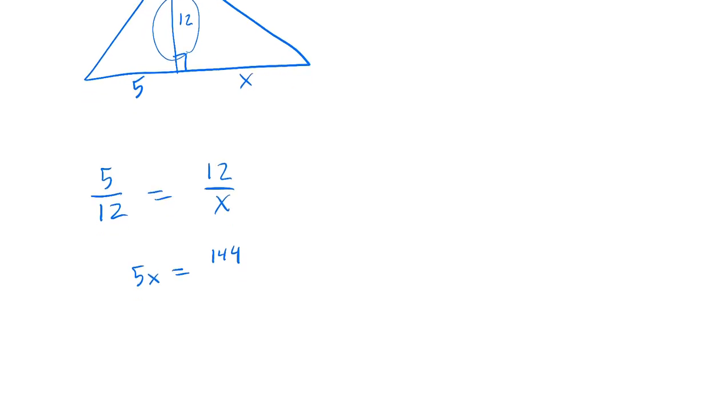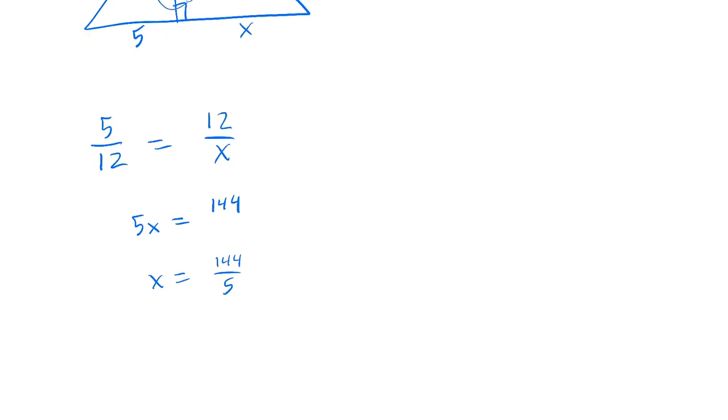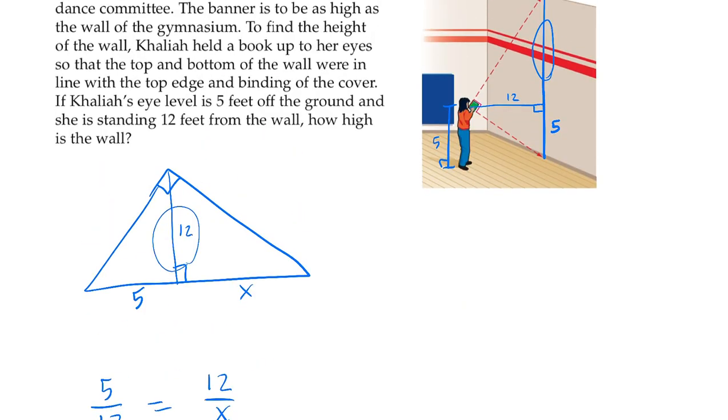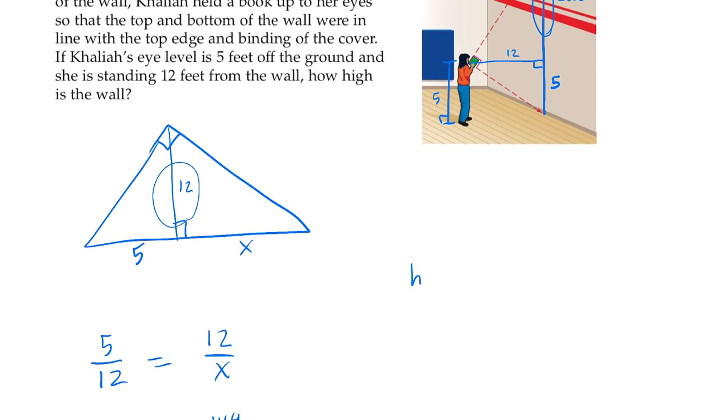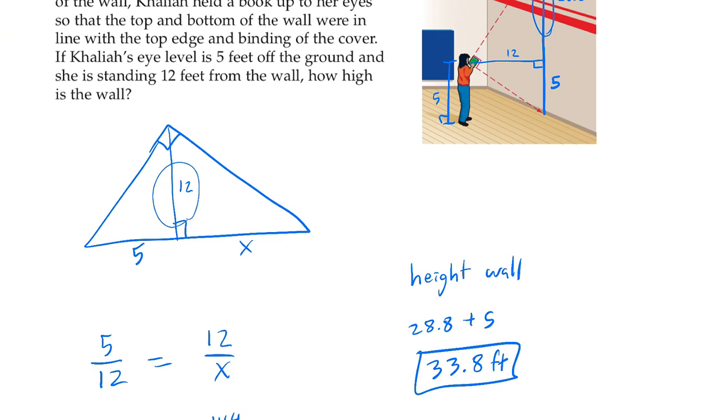I don't know why I wrote it so high there. And then we get x equals 144 fifths. And yeah, I mean, it doesn't work out nicely, but we could do it. So that's equal to 28.8, I think. And so if that's 28.8, that means this height up here was 28.8. What that means is the total height of the wall is 28.8 plus 5, or 33.8. And whatever units, it was all in feet.